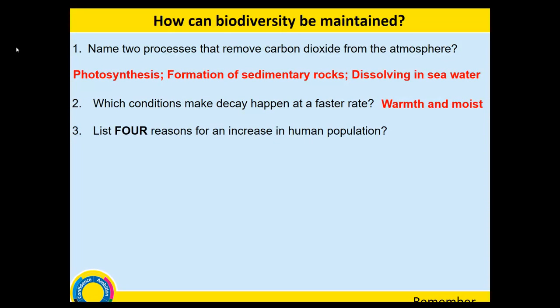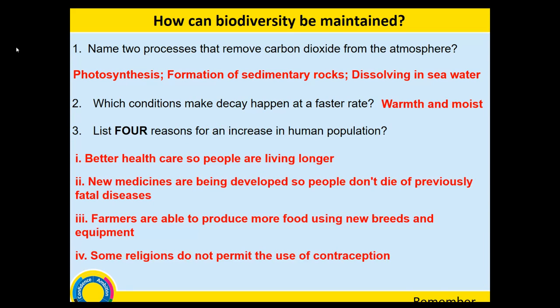List four reasons for an increase in the human population. This everybody needs to know. This is the second or third time I'm putting it on. You need to know these four reasons. Number one, we've got a better healthcare system. Number two, we've discovered new medicines that give us a longer lifespan. Number three, intensive farming, so we have enough food. People don't die of hunger or starvation easily as used to happen back then. And finally, some religions and some people don't use contraception, so therefore they have a lot of children. So those are the four reasons. We're going to remember that.